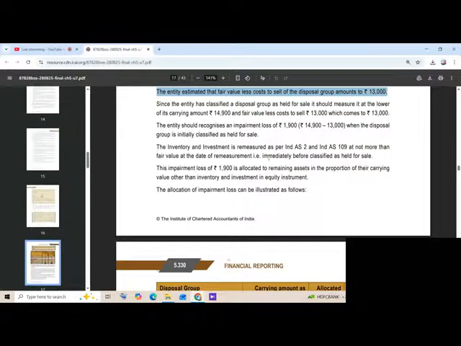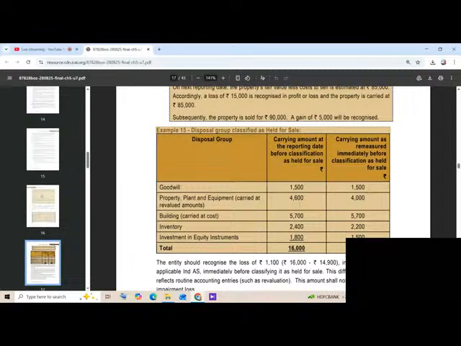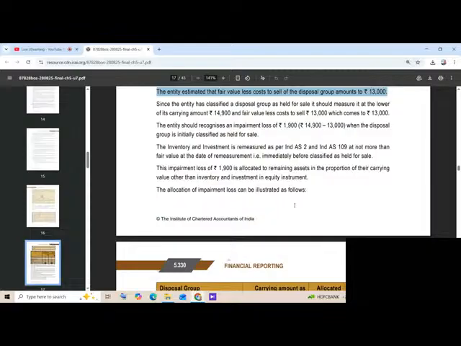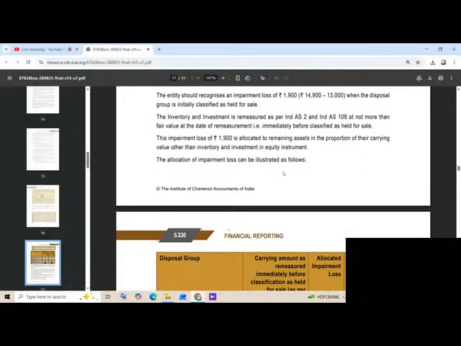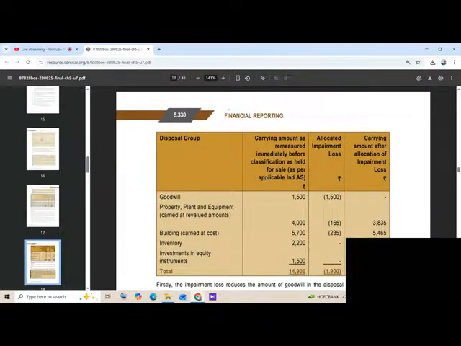The inventory and investment are measured as per Ind AS 2 and 109 at not more than fair value at the date of remeasurement immediately before classification as held for sale. The impairment loss of 1900 is allocated to the remaining assets in the proportion of their carrying value, other than the inventory and investment in equity instruments. The allocation of impairment loss can be illustrated as follows.